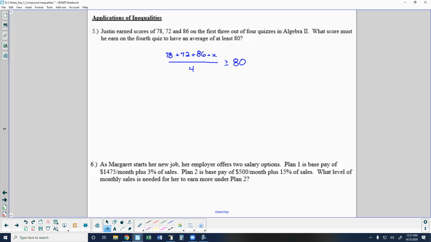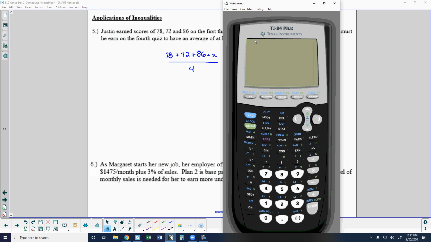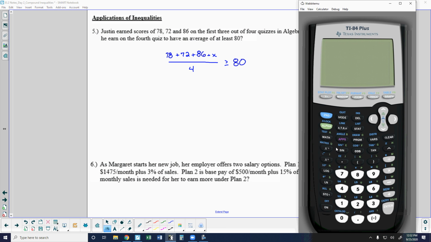So this is an inequality that's going to represent the solving process that could figure out what he needs to score on the final test. So what we want to do here is simplify this in the numerator. So we can take 78 plus 72 plus 86, and we can add those together.